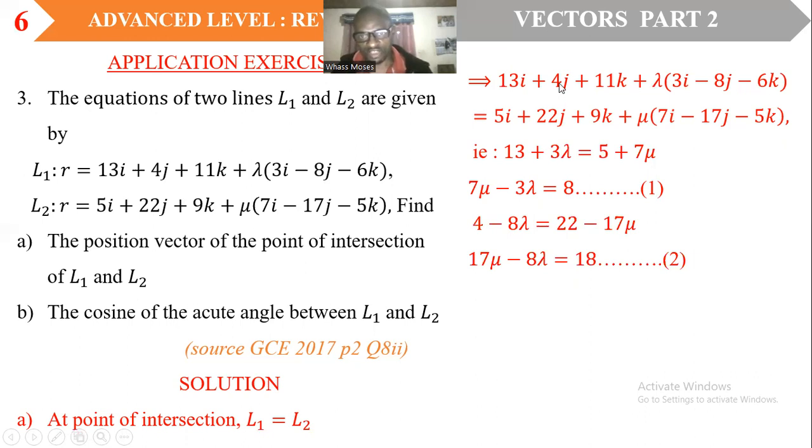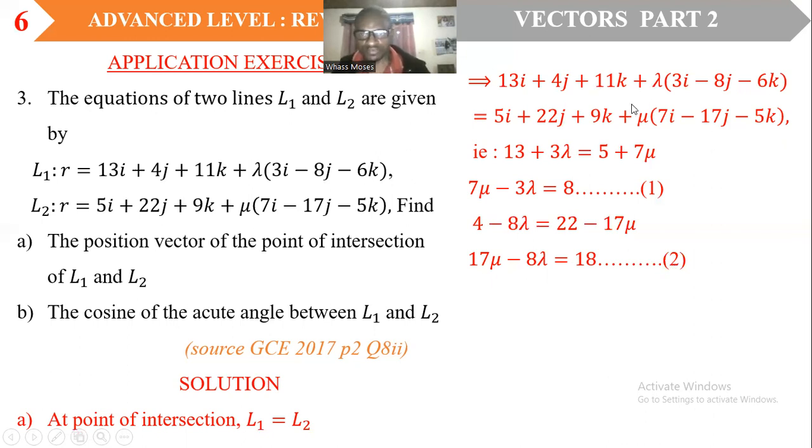For the components of J, in the first equation we have 4 minus 8 lambda equals, in the second equation, 22 minus 17 mu, as you can see on the slide. This simplifies to 17 mu minus 8 lambda equals 18. We label this equation 2.